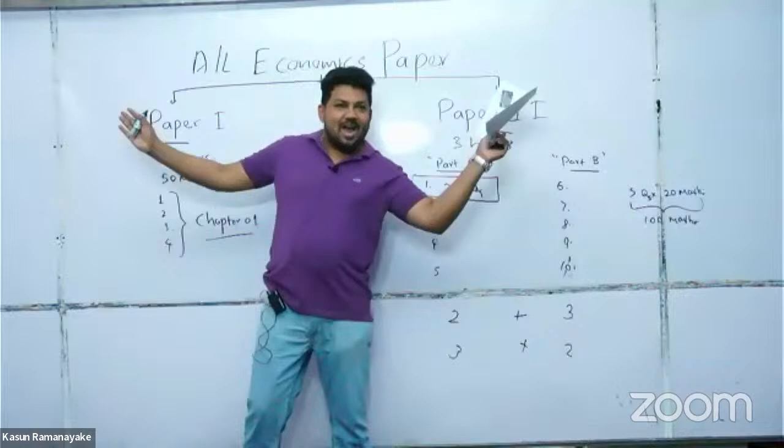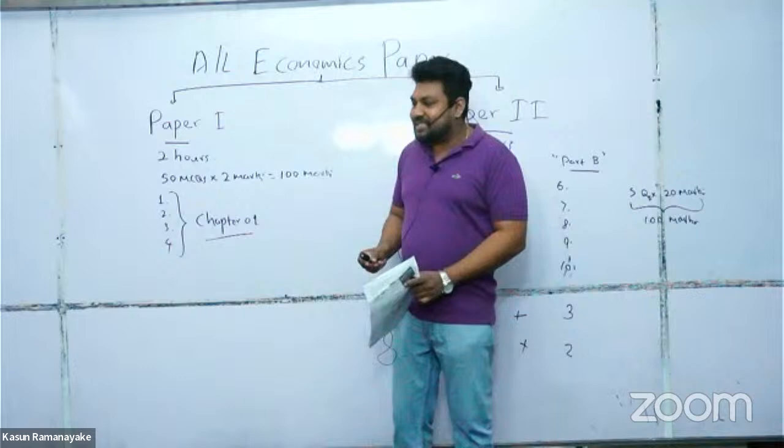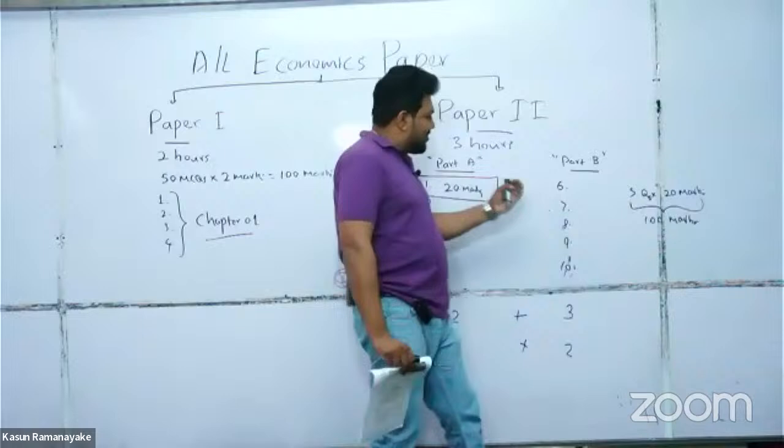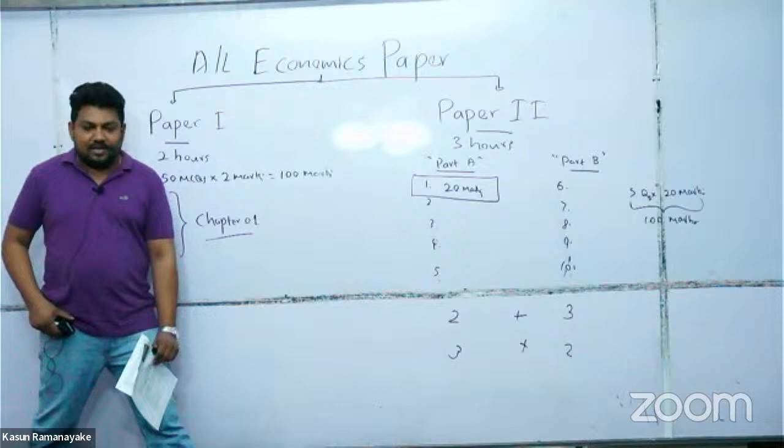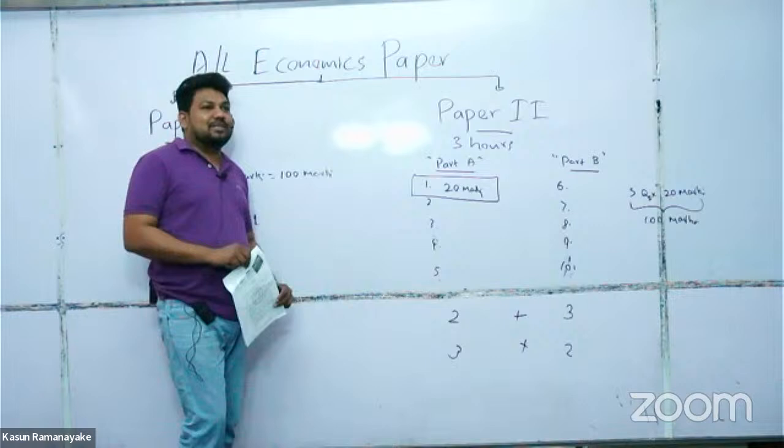Okay. So we have already completed chapter number 1. We are going to discuss the questions from chapter number 1. I gave you the battle paper number 1 from the first lesson. Clear? All right. No problems? Right. Then we are going to discuss this question paper.